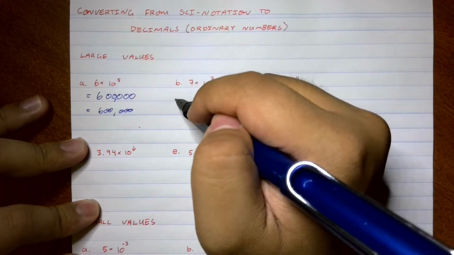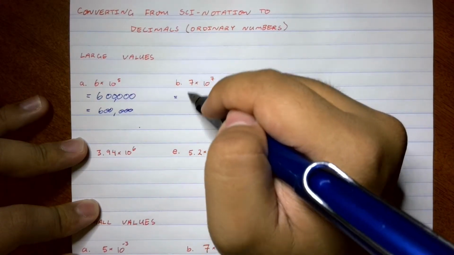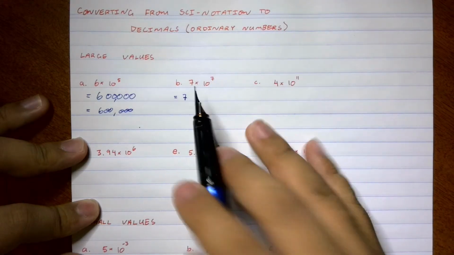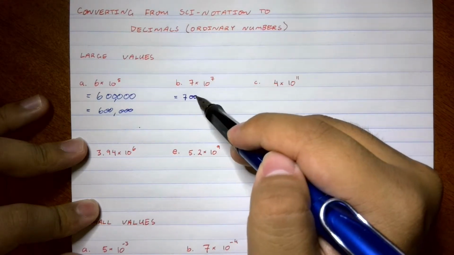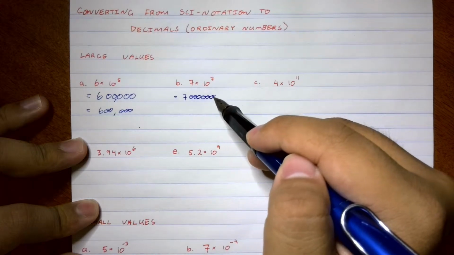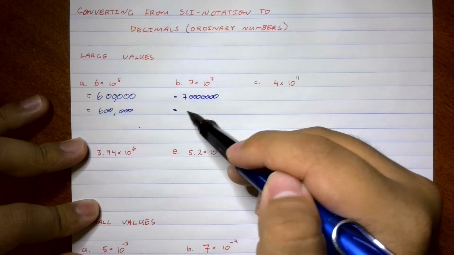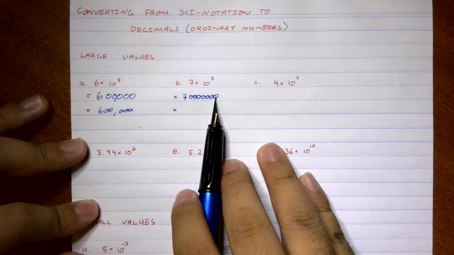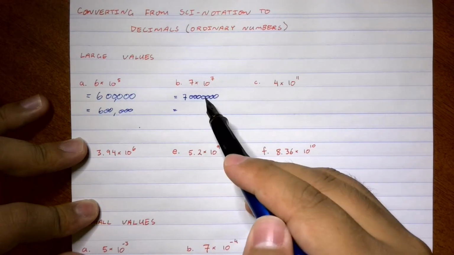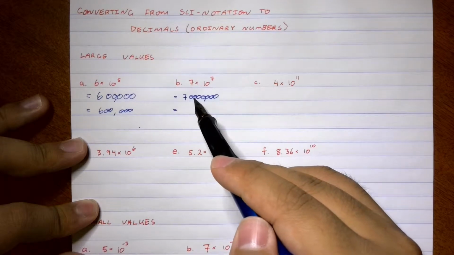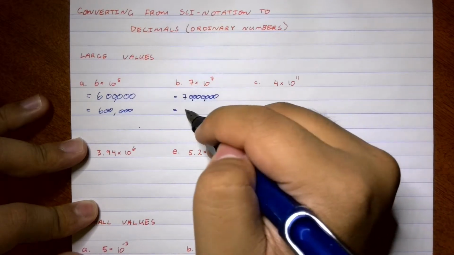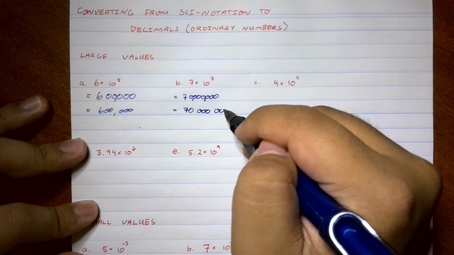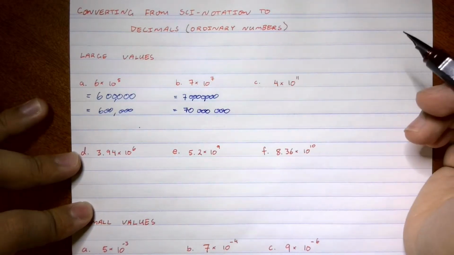Once again, here we have a 7 with 7 zeros behind it. So it's going to be 1, 2, 3, 4, 5, 6, 7. And just to make this a lot easier, we can count every 3 zeros. 1, 2, 3. 1, 2, 3. So this is going to become 70. 1, 2, 3. 1, 2, 3. That's 70 million.